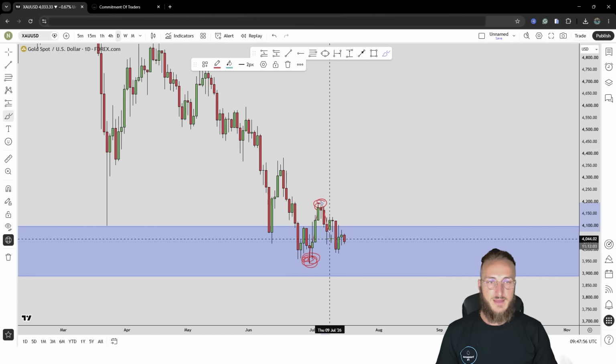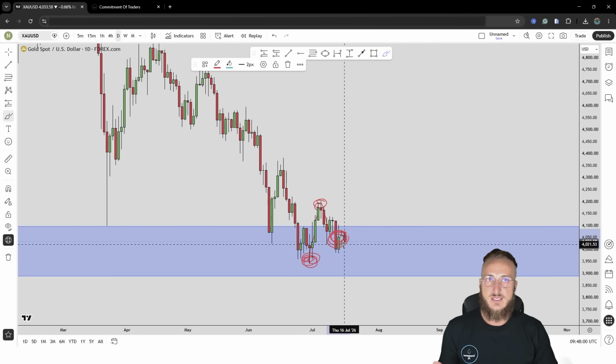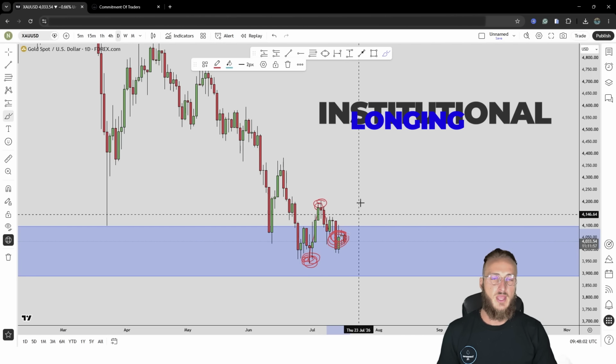But right now, what we're having is, again, the market entering into the area, inside of which what we expect is institutional buying.